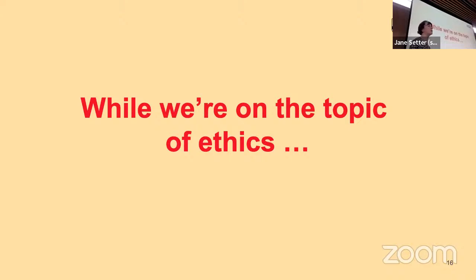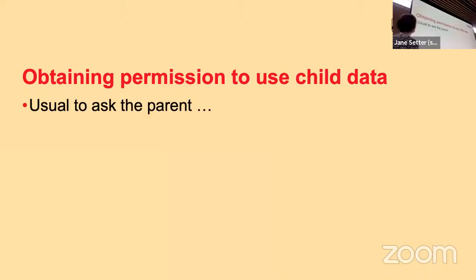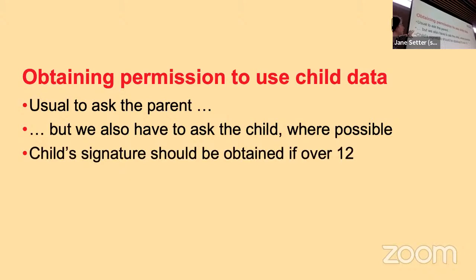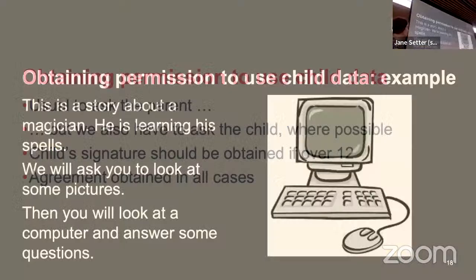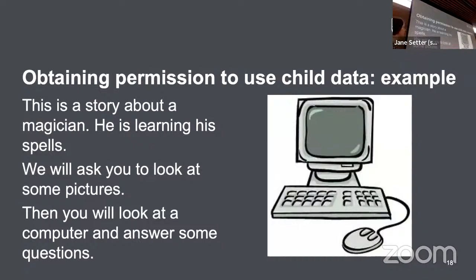So obtaining permission to use child data, we have to ask the child where possible. If the child is over 12, we now have to get a signature from the child. And agreement has to be obtained in all cases. So just a nod of a head is fine, as long as it's been observed by somebody else, if the child is younger than that. This is the sort of thing that we've got on ethics forms that we've used with children. And in some cases, you have to narrate it and point to the picture.